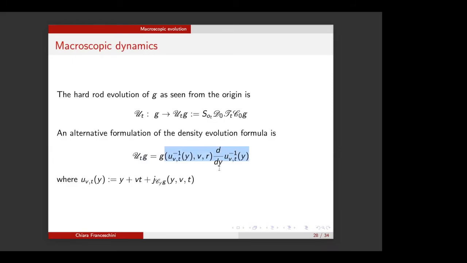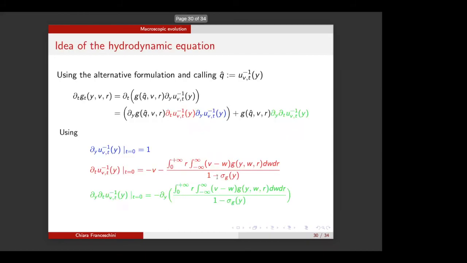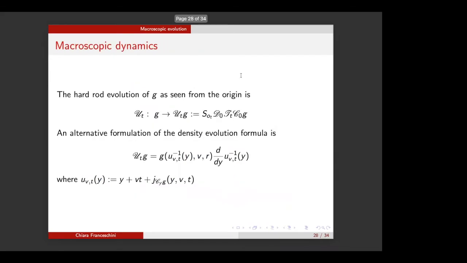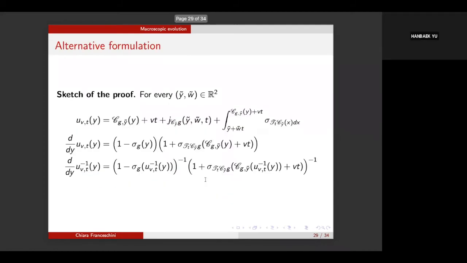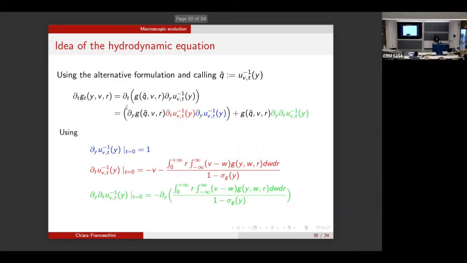And then from this, you start to compute the time derivative. So I just substitute my alternative formulation from G. I call Q hat the inverse of U, where U was here, the position, this guy, and then you compute the time derivative. Here I know it was fast, but you have some auxiliary results for the derivative of each single piece. And here is just the derivative of this product: the derivative of the first one times the second, plus your G times the derivative of the second one.